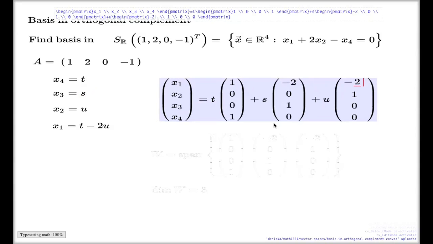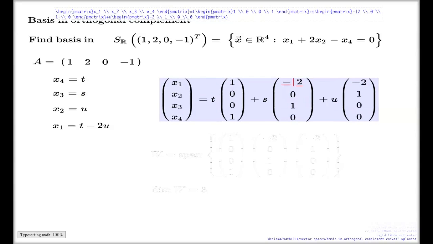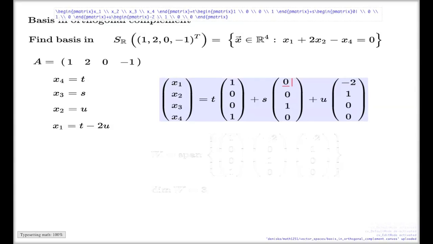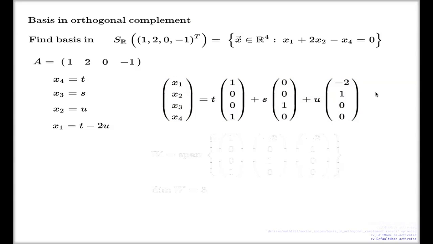I'm not sure if I can fix that typo. We'll just see if I can fix that. There are a few bugs in this piece of software. Oh no, it's good. It's 0 here. So here's the general solution in vector form with the t, s, and u parameters.